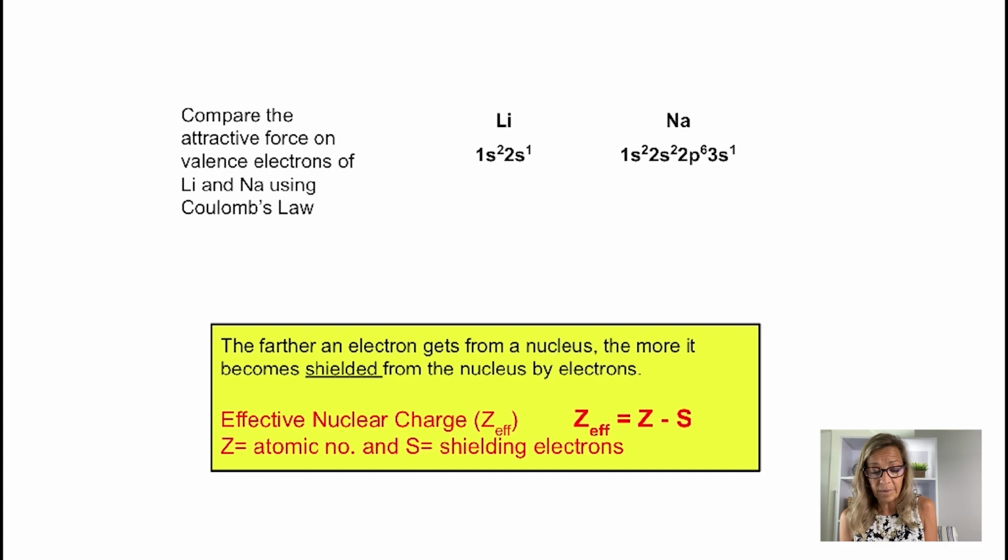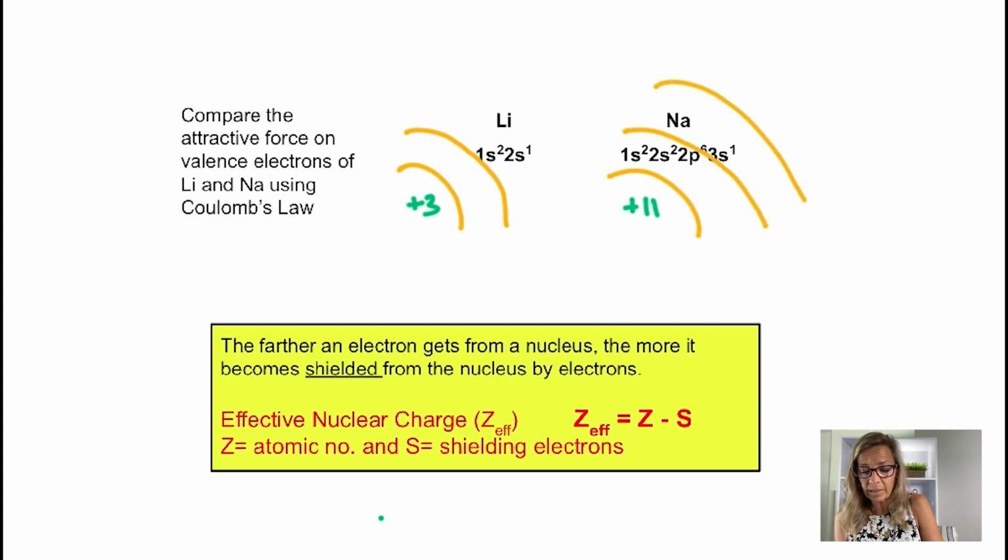So let's look at lithium. It has an atomic number of 3, so I'm going to put a +3 here. That's its nucleus. And then sodium has 11, so I've got 11 protons there. And then let's draw the electrons. So I've got electron configuration. There's level 1 and level 2. But then sodium, we're going to go level 1, level 2, and level 3. Okay, so let's drop some electrons in here. And lithium's got 2 electrons in level 1, and then we've got 1 in level 2. So that is my valence electron. I like to abbreviate VE for valence electron.